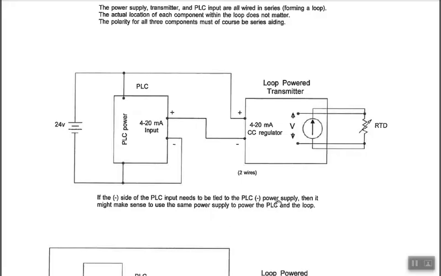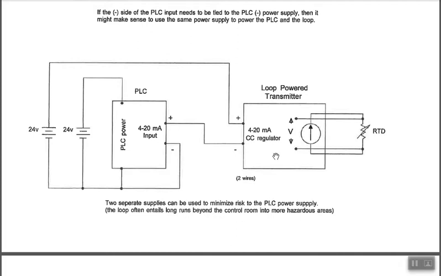Just a couple variations on the loop powered transmitter. If you have single-ended inputs on your PLC, sometimes it's in the instructions that whatever the PLC power supply is, the negative side of the 4 to 20 input has to be tied to that same common. So you might have something that looks like this, where your PLC power supply is shared, the 24 volts. This is basically the same thing that we were looking at, but just a couple things to point out: this connection here might need to be there.